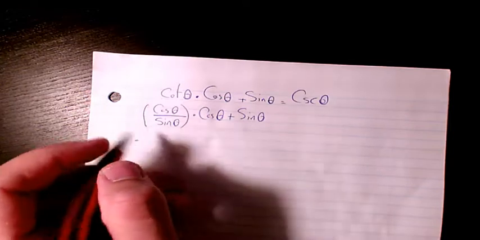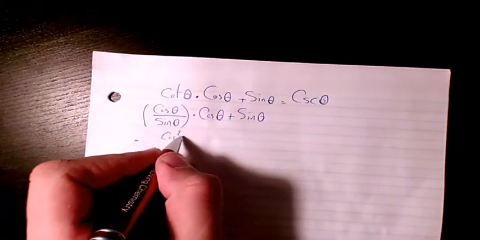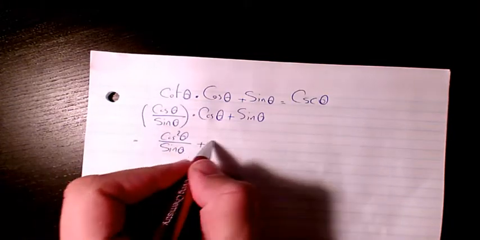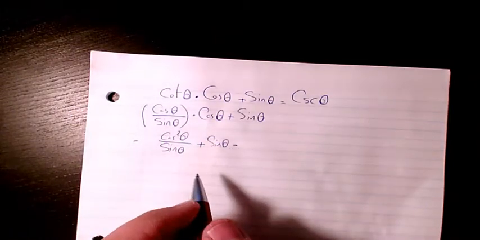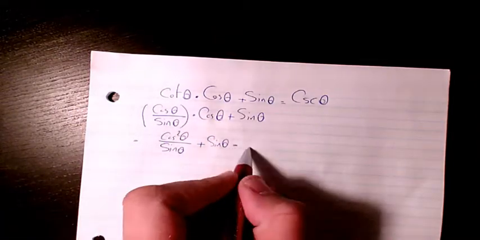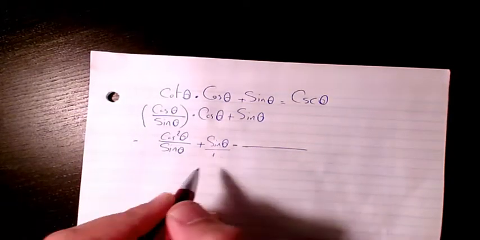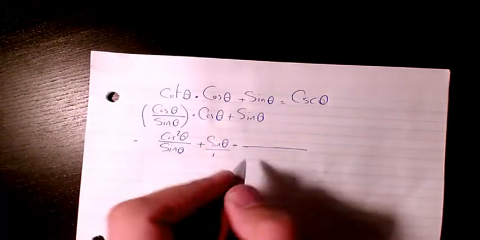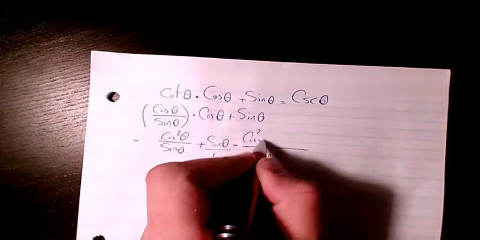Okay, and the next thing I can do, I can have cosine squared theta divided by sine theta plus sine theta. And the next step, I can do the common denominator. Here we have sine theta, here I have 1, so it's going to be sine theta. Here it remains the same.